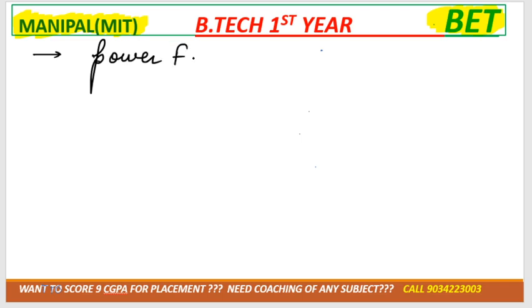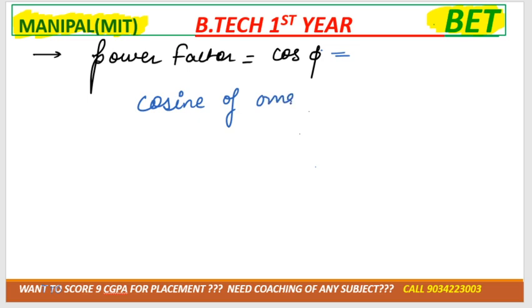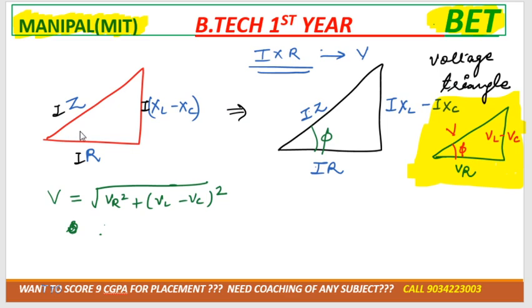Power factor is basically cos phi. What is cos phi? Cos phi is the cosine of the angle between voltage and current. What is phi? The angle between voltage and current. Here you took it in terms of this, this is phi.